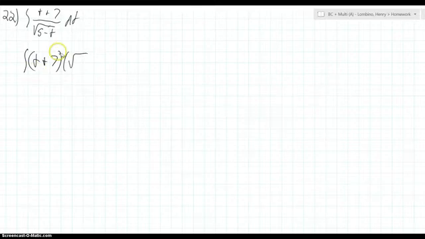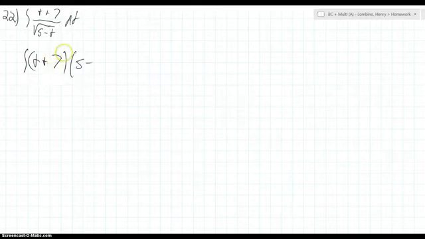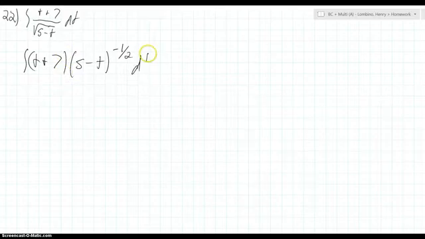Alright, so what this turns into is (t plus 7) times (5 minus t) to the negative 1/2, dt. Remember that dt. And now that it's all nice on one line, you can see it easily, and now we can choose our two parts, our u and our v.